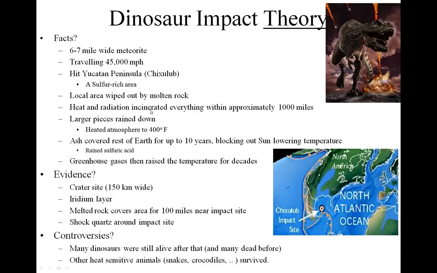Basically, it heated everything. It heated the atmosphere, and then cooled it because it blocked out the sun, and then raised it again because of greenhouse gases. So a big kind of flip-flop. If you weren't killed immediately, then many things were killed because they couldn't handle this climate change. And it shows some evidence and some controversies. Like I said, you can look at that later.